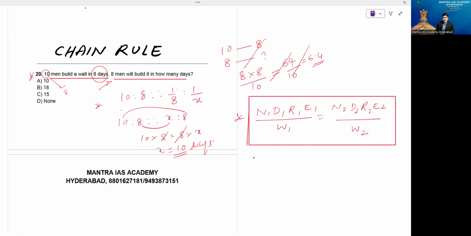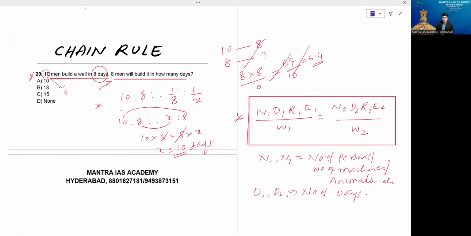In this case, N1 comma N2 stands for the number of persons. And in future, of course, this can be the number of machines, animals, buses, cars, lorries, anything comes under it. N1 comma N2, that's number. D1 comma D2 stands for the number of days. So he gives us in the first case 8 days, and in the second case how many days.